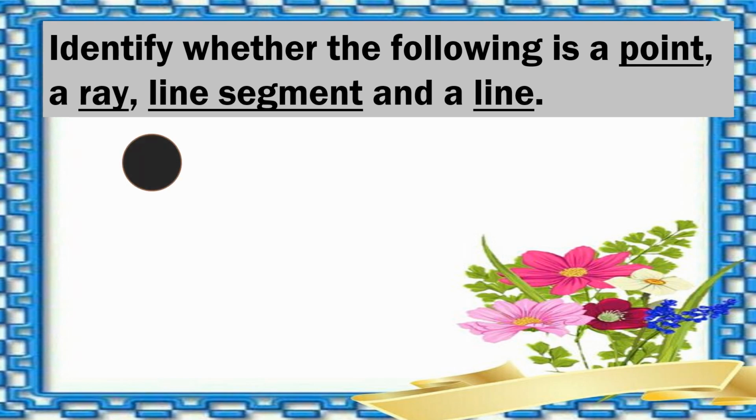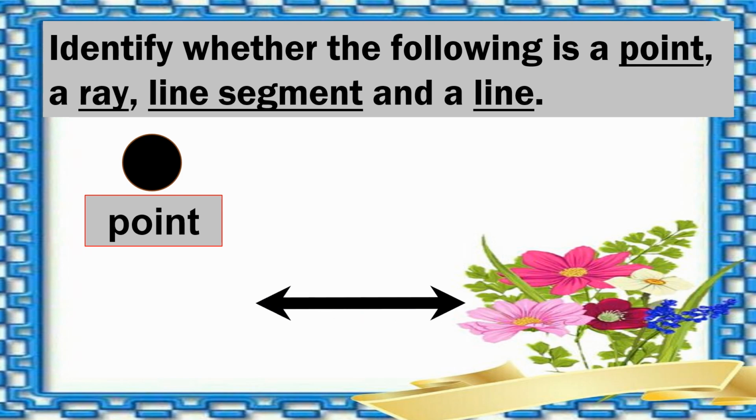Number 1. Can you identify this figure? Yes, this is a point or a dot. So when we are talking of point, it is an exact location in space. You cannot measure this because it has no width, no length, and no height.